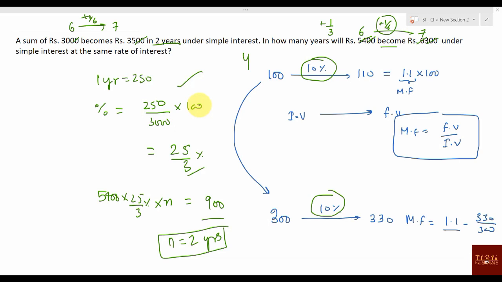Jaydev, koi doubt hai? No, right? Okay, we'll go to the next concept.